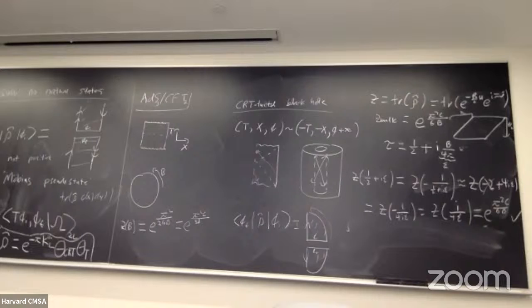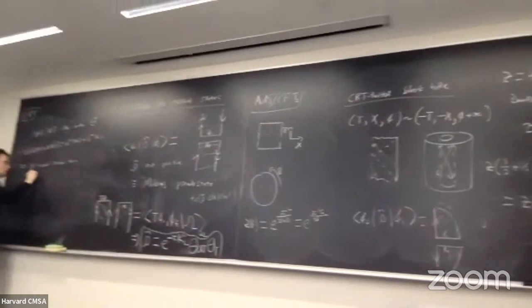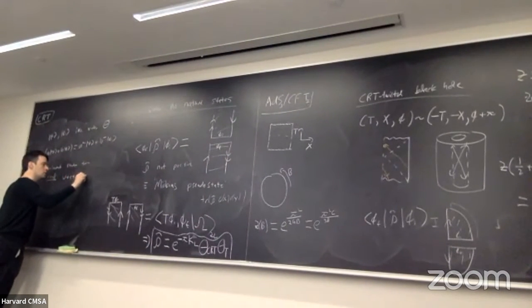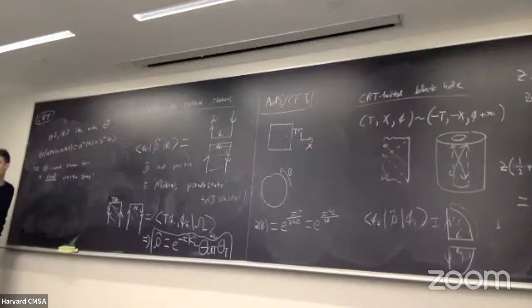Okay. So what this tells us is that theta invariant states form a real vector space. We're only allowed to take superpositions with real coefficients.